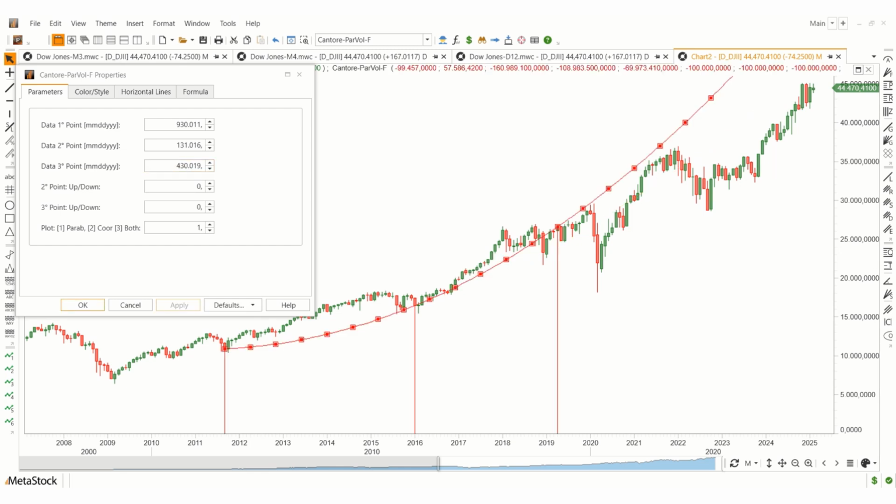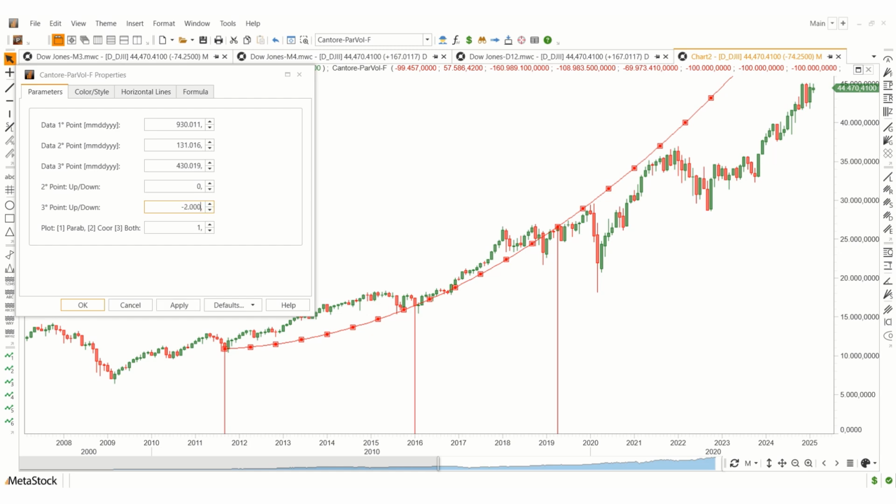The second series of windows allow the possibility of repositioning the points of tangency of the second and third points up or down. This mode is not provided for the first point. Now suppose, for example, that we want to pass this parabolic involute approximately on the low of December 2018. In this regard, we try to reduce the third point by 2,000 units.